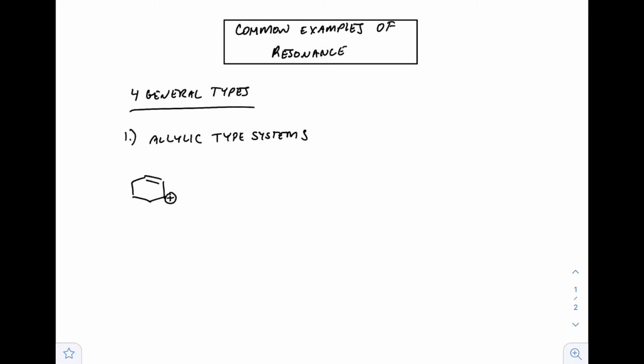4 general types. We have an allylic type system, which we of course just went over for the carbocation, but we also have the acetate form. Okay, so just being a little redundant here and throwing it at you 27 times. There's the allylic carbocation, the acetate. We know how to draw this from general chemistry, right? This is a piece of cake too. And this is the resonance structure here. You always got to remember to move your charges, right?